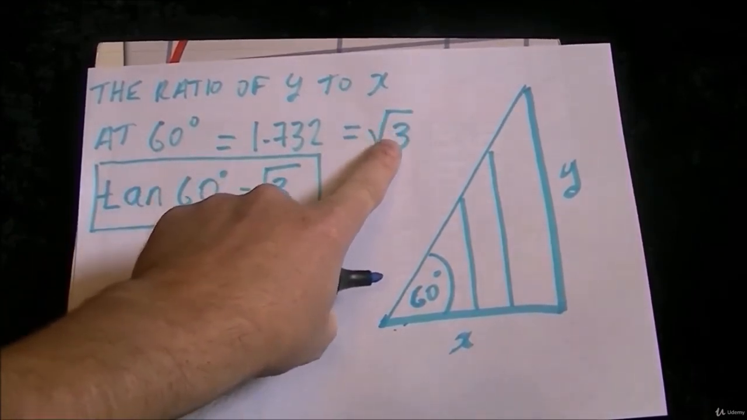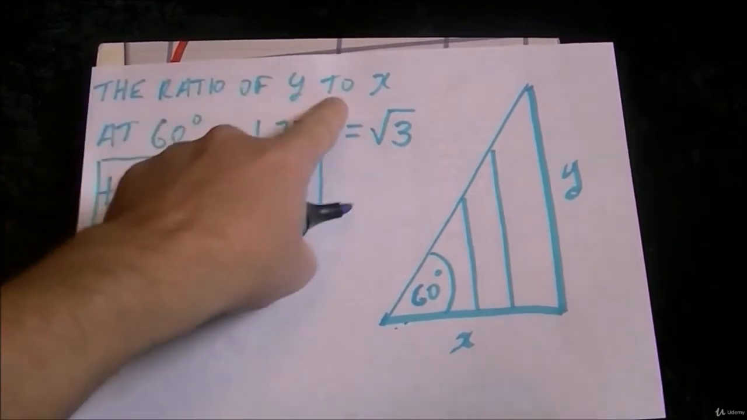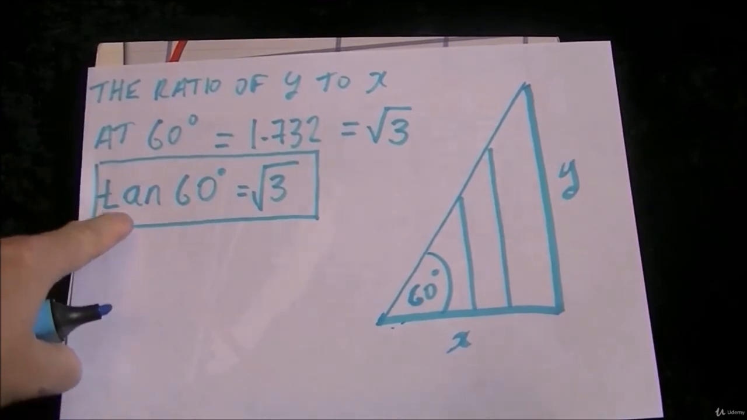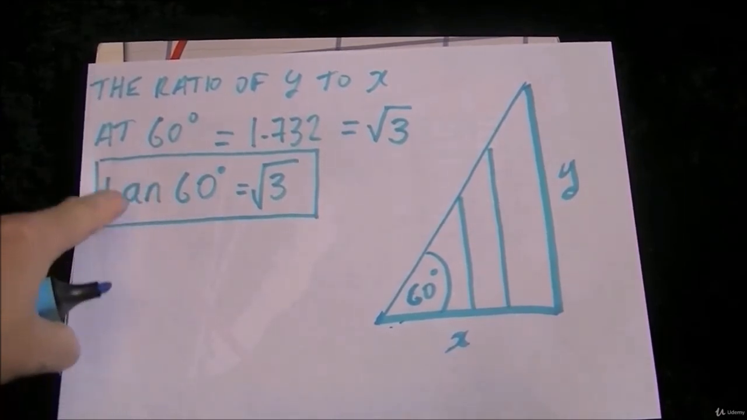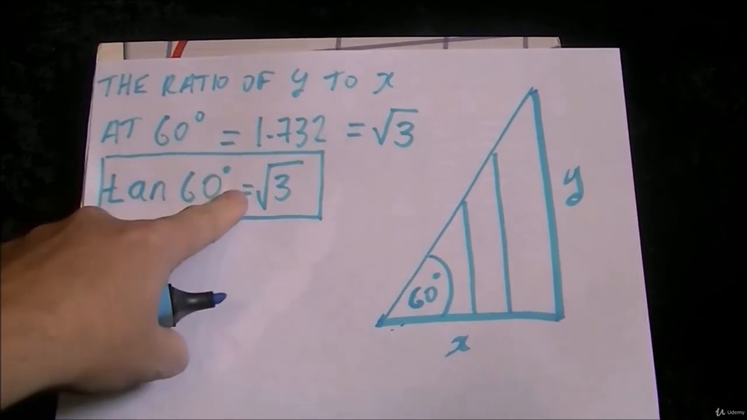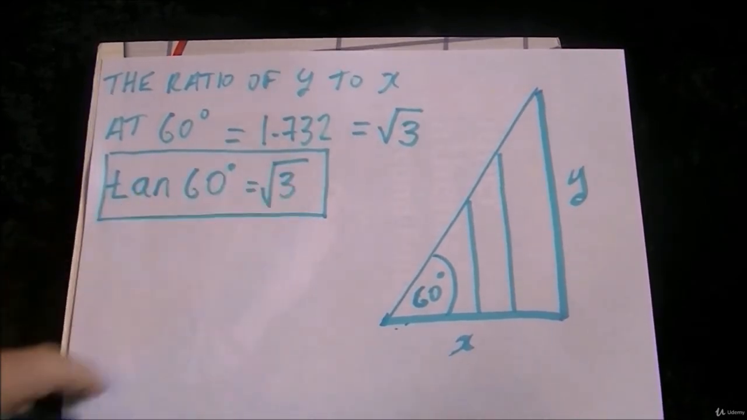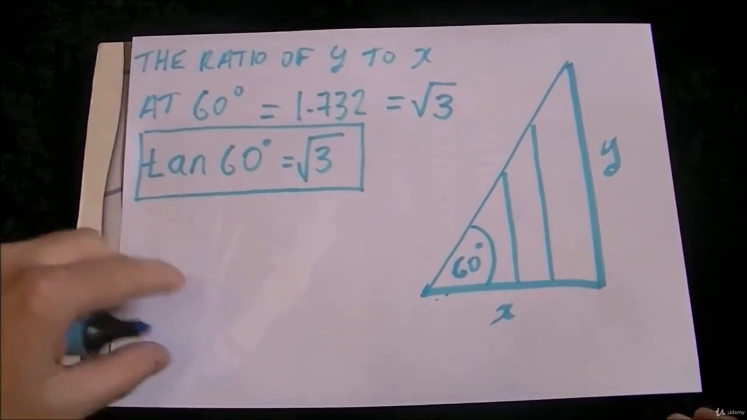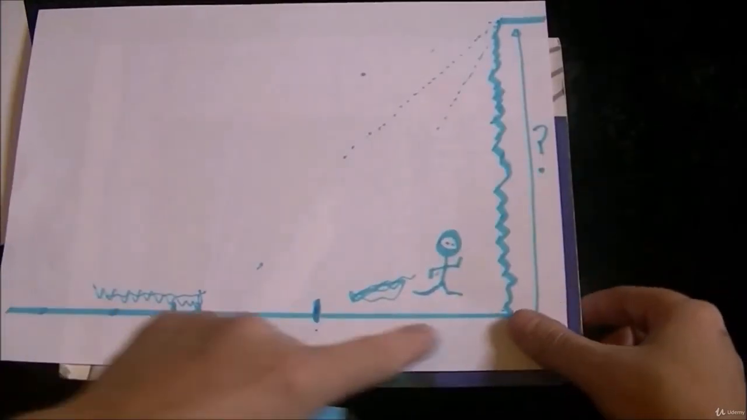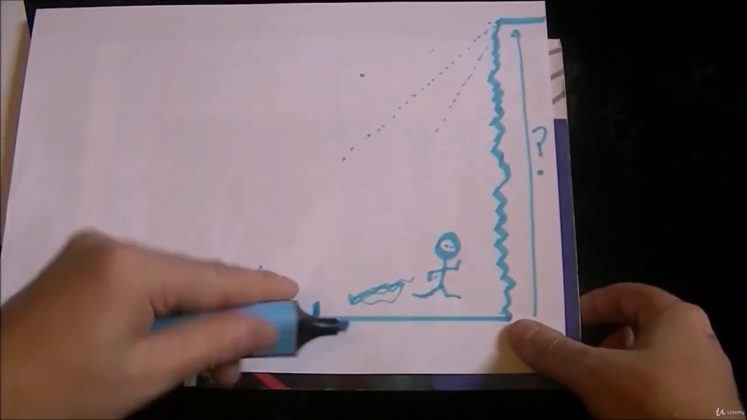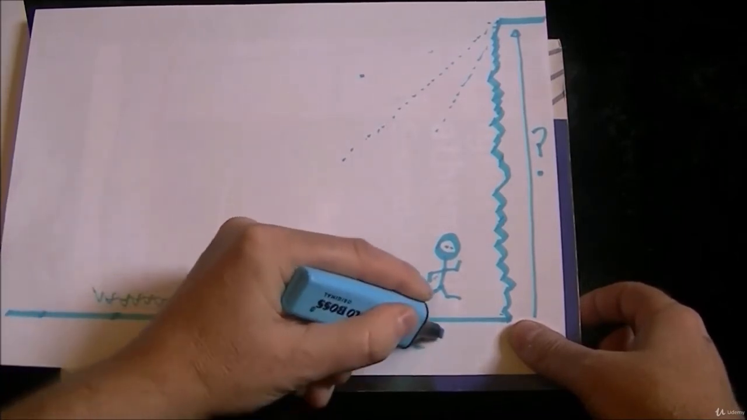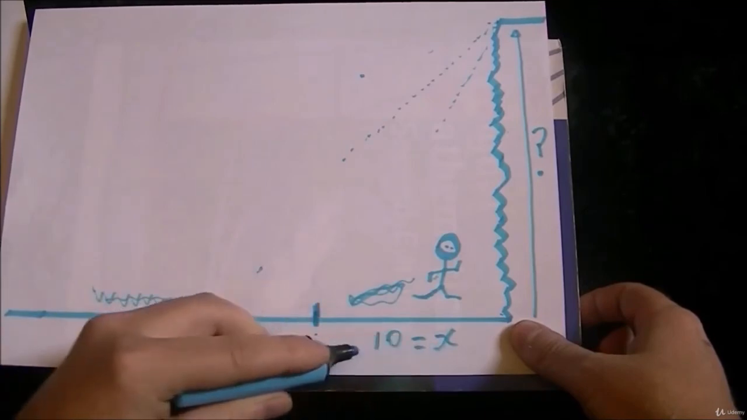Now, we don't write the ratio of y to x, we replace that with this thing called the tangent. We call it tan, and we say the tan of 60 equals root 3. So then we're left asking, what height is the mountain? Whenever we go through this example, I'll measure along there, and that's approximately 10 centimetres. So x equals 10 centimetres.